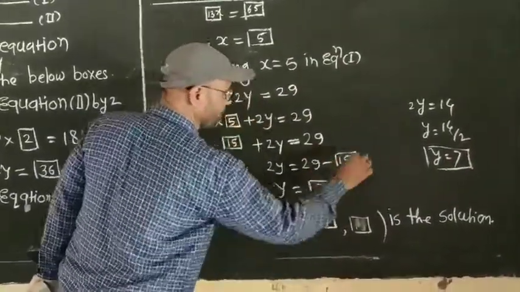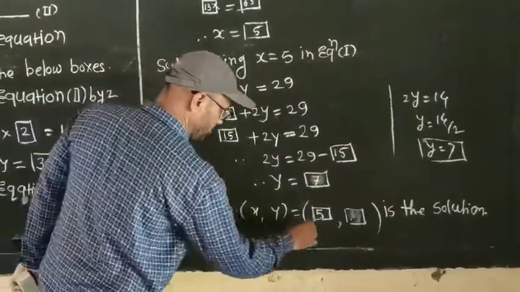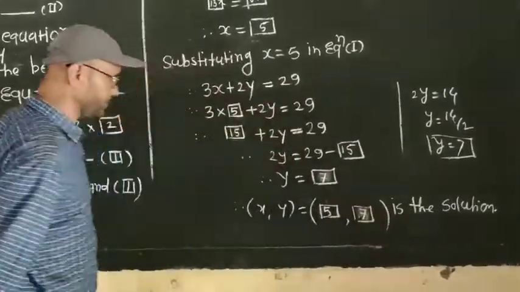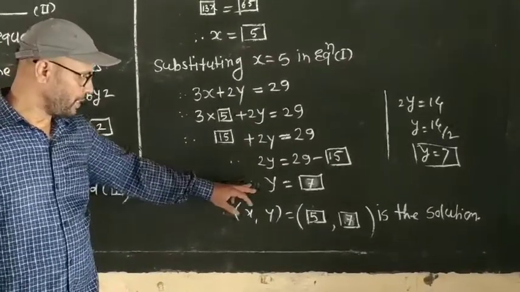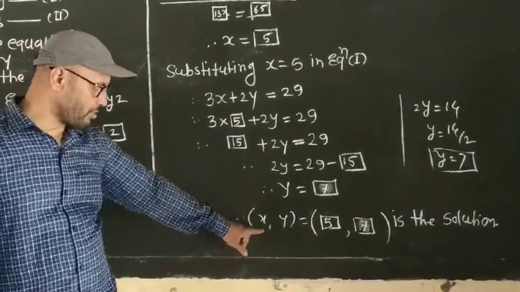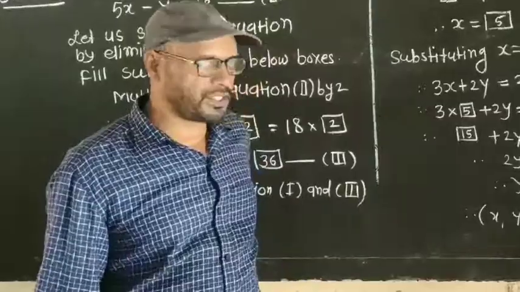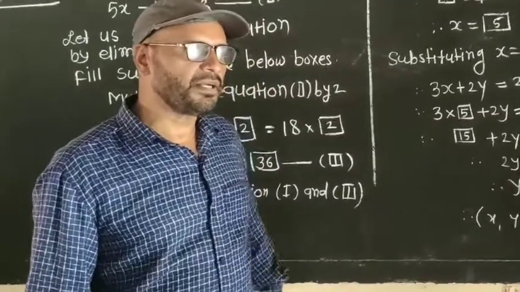So y = 7. Okay. Now (x, y) = (5, 7) is the solution of your simultaneous equations.